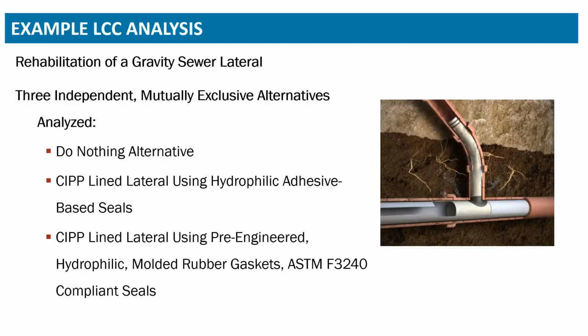And just for a sneak preview, when you look at the image to the right of this slide, using a cutaway of the pipe to show what's going on in there when this new pipe system has been installed trenchlessly using CIPP technology, at the very top you'll see there are two black rings. Well, those are examples of the second CIPP choice, the third bullet, pre-engineered hydrophilic molded rubber gaskets.